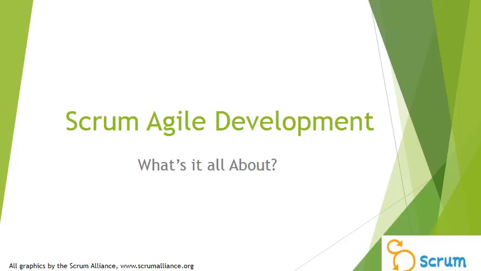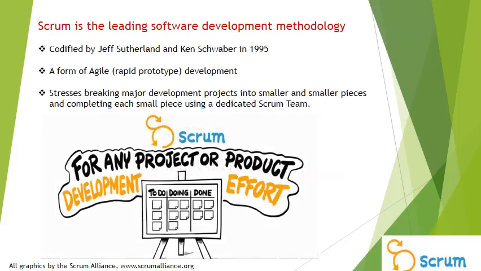With this brief presentation, I want to introduce you to Agile software development using the Scrum methodology, as is used at several software development companies in my area. According to the Scrum Alliance, Scrum is the leading software development methodology in the country today. It was codified by Jeff Sutherland and Ken Schwaber in 1995. It is a form of Agile, some people say rapid prototype development.